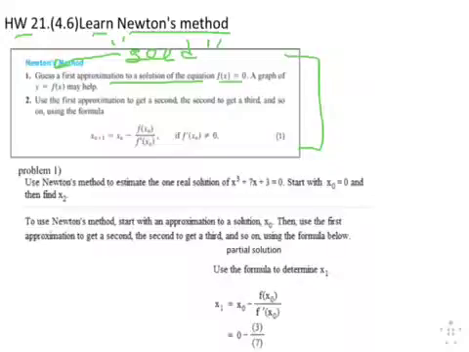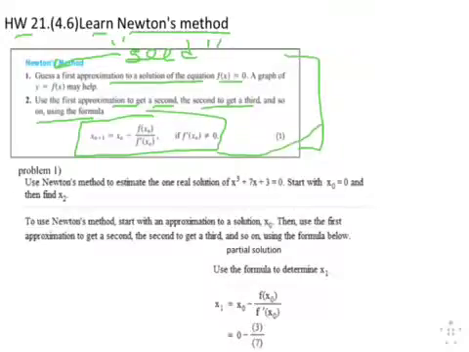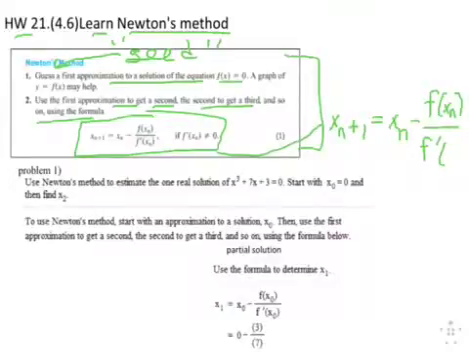Sometimes you can use a graphing calculator to see approximately where the function crosses the x-axis to guess a good seed. Use the first approximation, or seed, to get a second, and the second to get a third, and so on and so forth, using the following formula. Now, if that's a little blurry because of the font, I'm going to write that. That's x sub n plus 1 will equal x sub n minus the function evaluated at x sub n over the derivative evaluated, so f prime of x sub n.